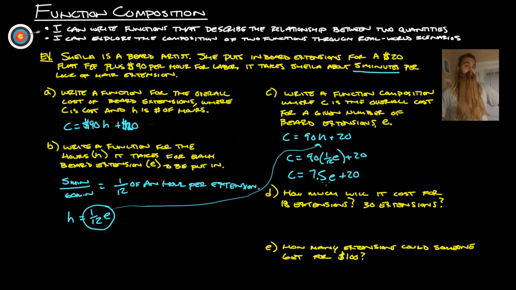So really what that can mean here, just so you kind of get an idea, is it's going to cost $20 plus $7.50 per extension. Okay? So how much is it going to cost for 18 extensions? So if we do that, we're simply just going to plug in C equals 7.5 times 18 plus 20, right? And then for 30 extensions, we'll do the same thing, instead of 18, it's going to be 30, right? So C equals 7.5 times 30 plus 20.